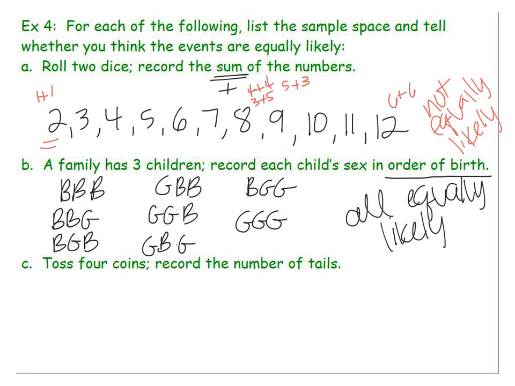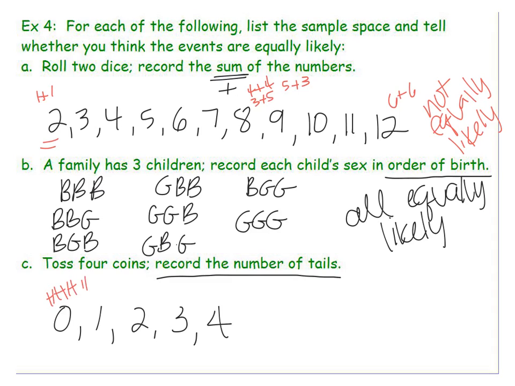Finally, we are tossing 4 coins, but notice we're recording the number of tails. So I don't care about the order, I just want to know how many. Well, we could definitely have 0 tails. We could definitely have 1 tail, 2, 3, or 4 tails. The question becomes, are they equally likely? Well, the only way to have 0 tails is to have all 4 of them come out to be heads. The only way to have 4 tails is to have all of them come out to be tails.